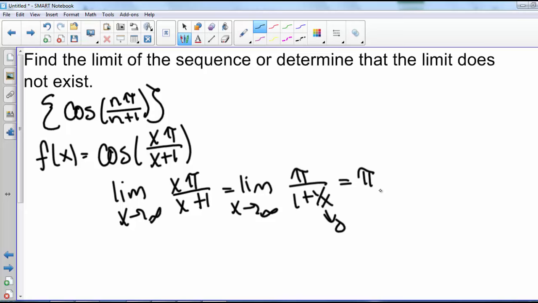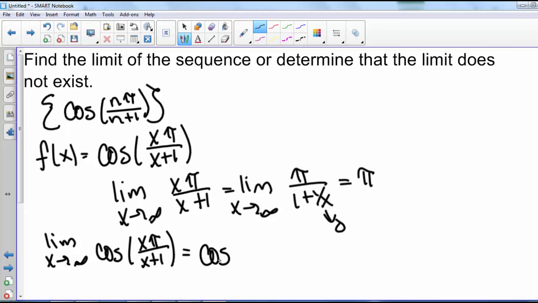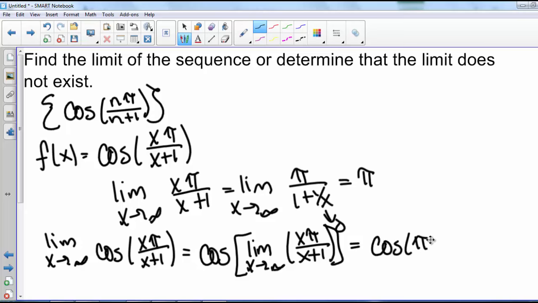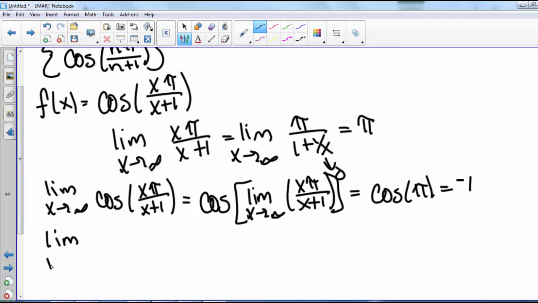Since cosine of u is a continuous function, we get the limit as x goes to infinity of cosine of x times pi over x plus 1 equals cosine of the limit as x goes to infinity of x times pi over x plus 1, which equals cosine of pi, which is negative 1. So that tells us that the limit as n goes to infinity of our sequence equals negative 1 and converges.